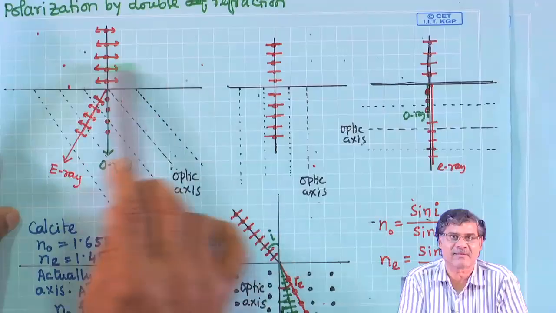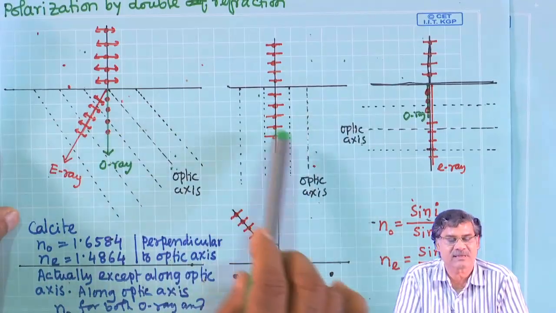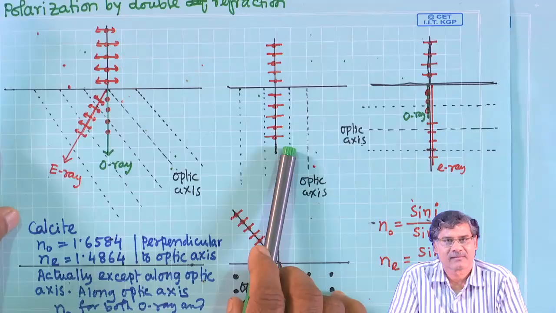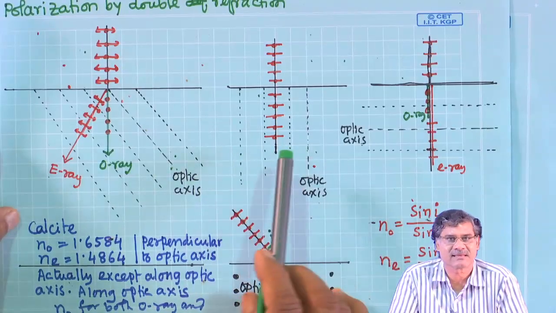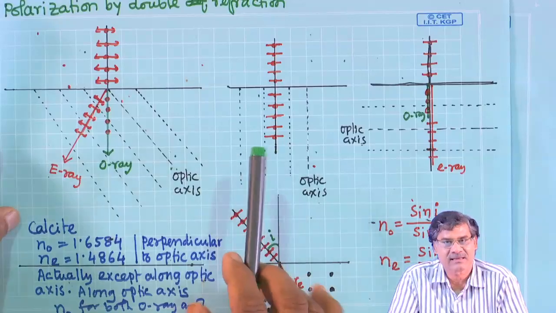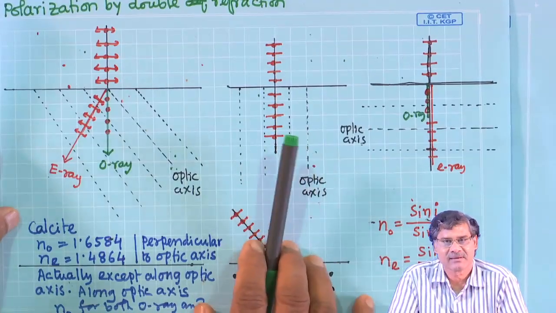In both cases, light is falling on the surface of the crystal. This difference we are seeing is because of how the crystal is cut, and how the optics axes are present.